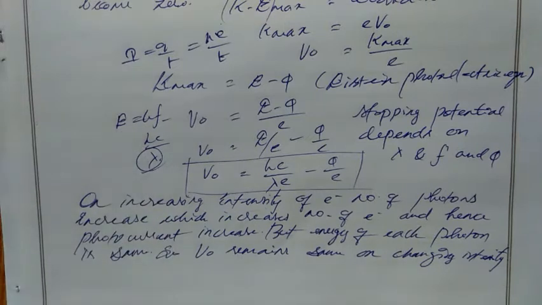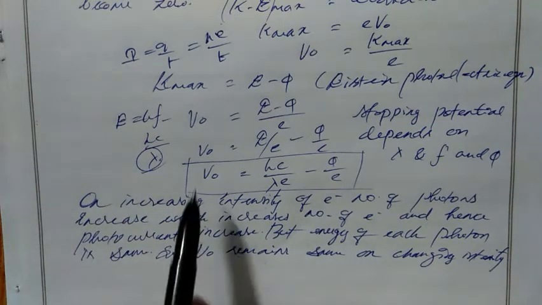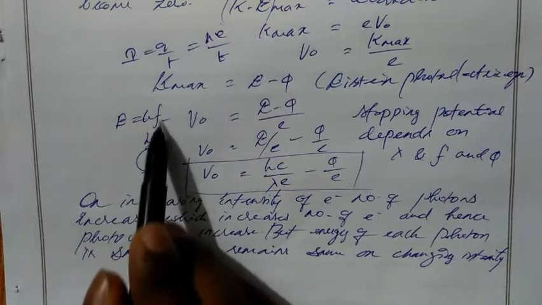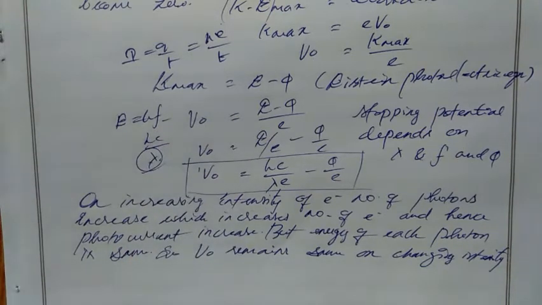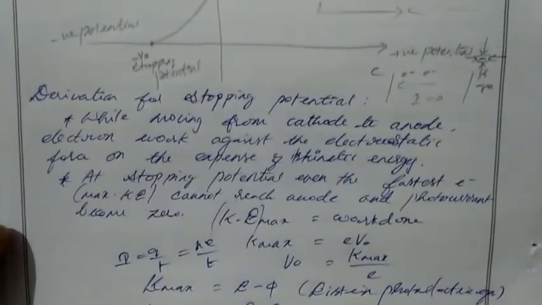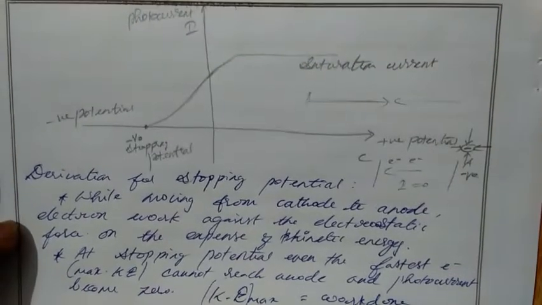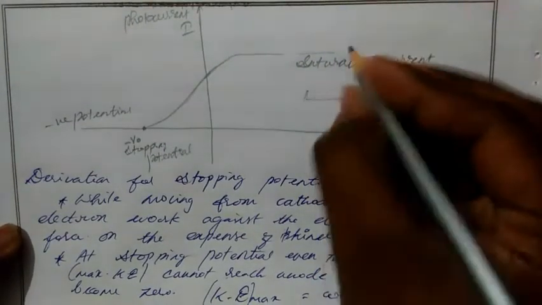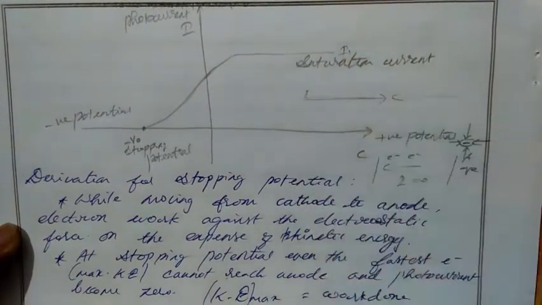It is constant. So V naught only depends on f and lambda. f and lambda won't change, then V naught also won't change. So V naught is also constant. Okay, so we can change this graph slightly. Let's take this as current I1, for example.